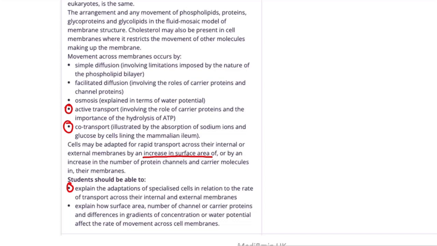Explain how surface area, number of channel or carrier proteins, and difference in gradients of concentration or water potential affect the rate of movement across a cell membrane. Again, if you have a higher surface area, a greater number of channel or carrier proteins, a greater concentration gradient, or a greater water potential difference, that will always increase the rate of movement across your cell membrane.